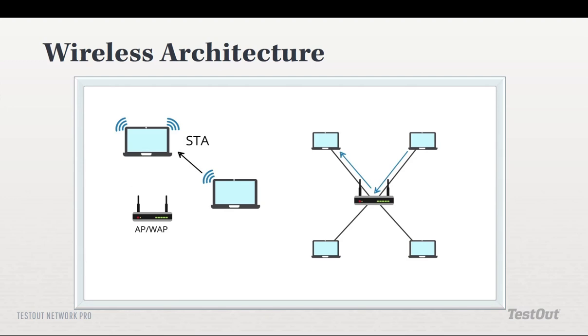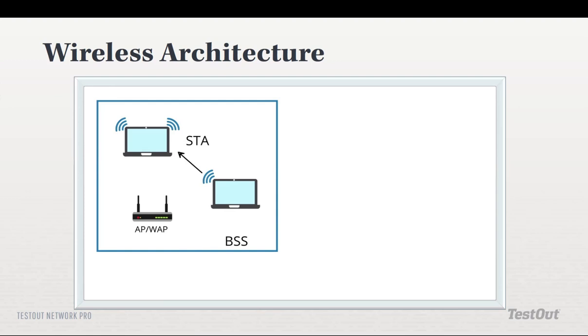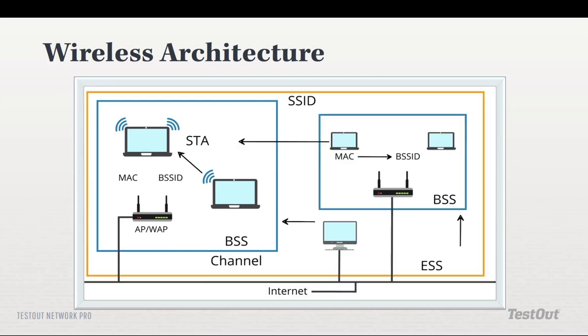The second mode is really what you're probably used to, and that's the infrastructure mode that uses a wireless access point, or a WAP. Sometimes it's just called an AP. The wireless access point really acts nothing more than an Ethernet hub or a switch, and you can see that it's using the star topology. Again, the smallest network unit is called a BSS, a basic service set. It's a collection of devices that communicate together using the same channel. So obviously everything in this one, the two stations and the WAP, are going to use the same channel.